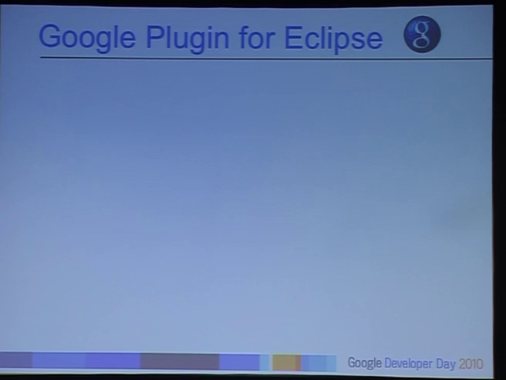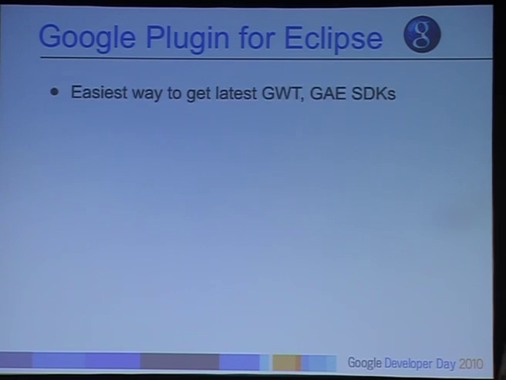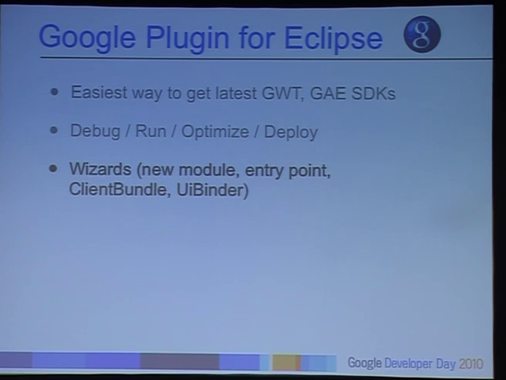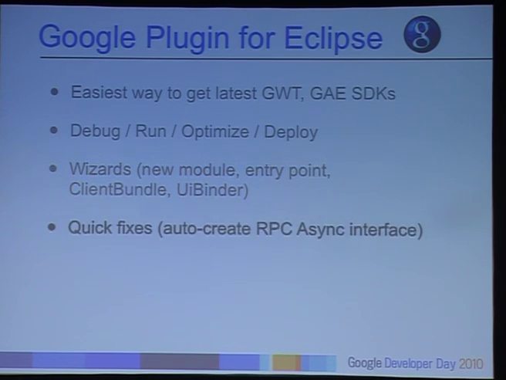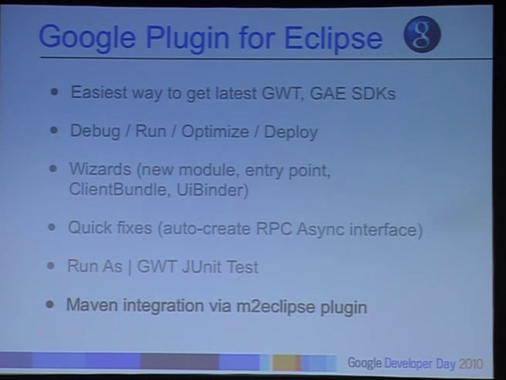Also, very importantly, is the debug mode, which allows you to see your code and just hit refresh in the browser and then see your changes right away. We'll demo that here in a second. The Eclipse plugin is also the easiest way to get the latest GWT and Google App Engine SDKs because you just install them using the normal help update mechanism that you use in Eclipse.